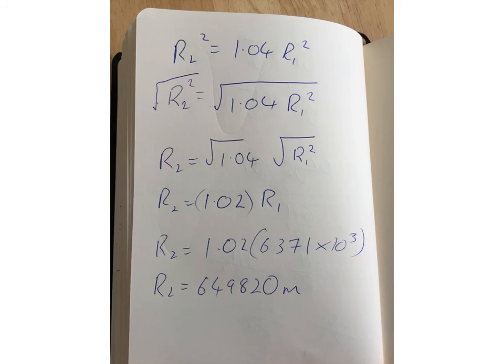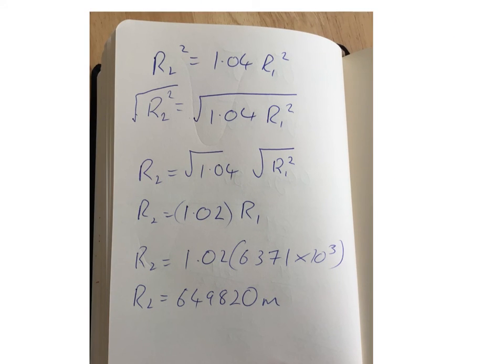So here's where a little bit of extra calculation comes in. You cross multiply them to get this first line. And then we want to get what R2 is by itself, so we get the square root of both sides. This brings our 1.04 back to being 1.02 because we previously squared that. So we end up getting R2, the new distance from the center of the Earth, is equal to 1.02 times the old distance from the center of the Earth.